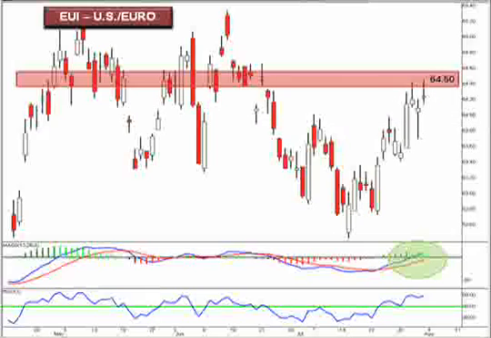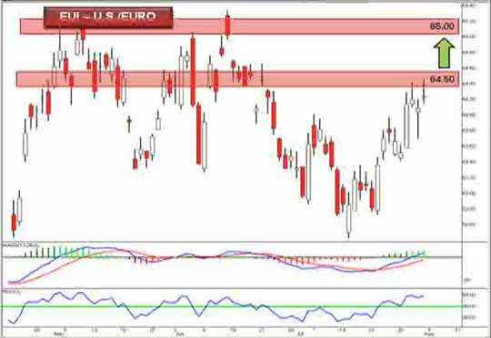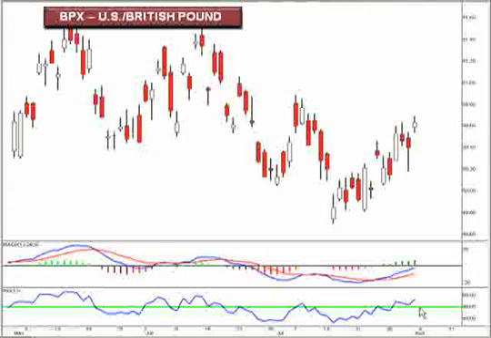Our MACD suggests that we are in a nice little bullish trend to the upside, which has been the story with all of our currency pairs to this point. Our RSI is also suggesting a continued momentum to the upside. Now, in saying that, a break above that 64.5 is likely to play up into that 65 level there, which represents our next significant resistance area.